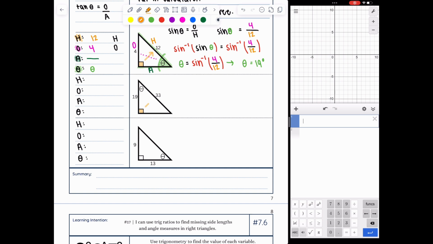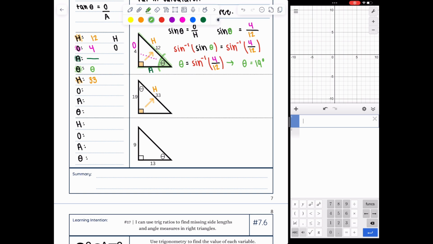So let's review. First, we have to label all of the parts of a right triangle. I like to start with the hypotenuse because it's always the side length that is opposite the right angle. I've labeled it 33 here.